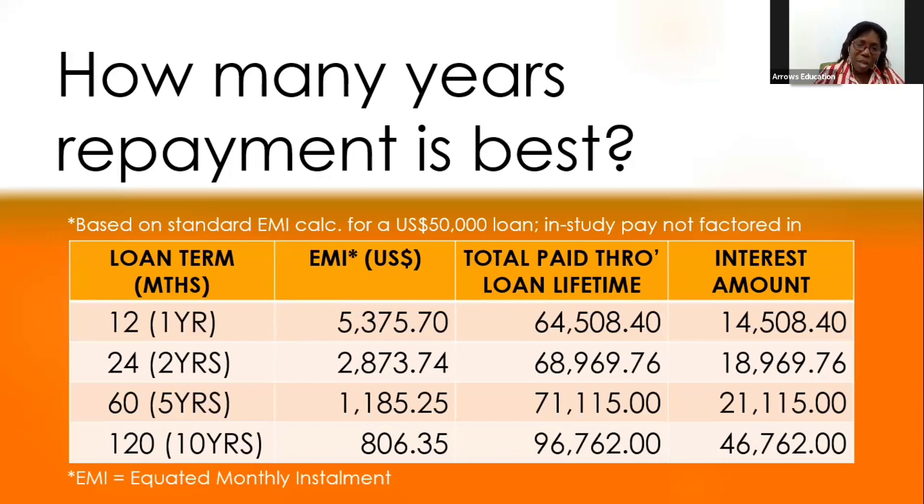Now extend it to 5 years, you will only be paying $1,185, and over the lifetime you would have paid $71,000, which means you have paid an interest of $21,000. Now, if you take it for 10 years, you will only be paying $806 per month. But over the lifetime of the loan, you would have paid $96,762, which means you have paid almost double of the amount you received, because you would have paid an interest of $47,000 on a loan of $50,000. But of course, that's 10 years. So you won't feel it anyway.